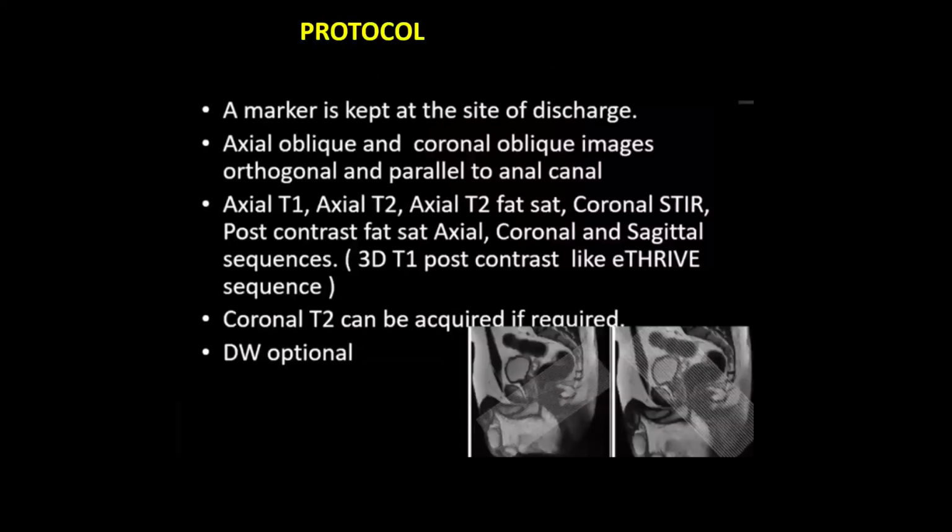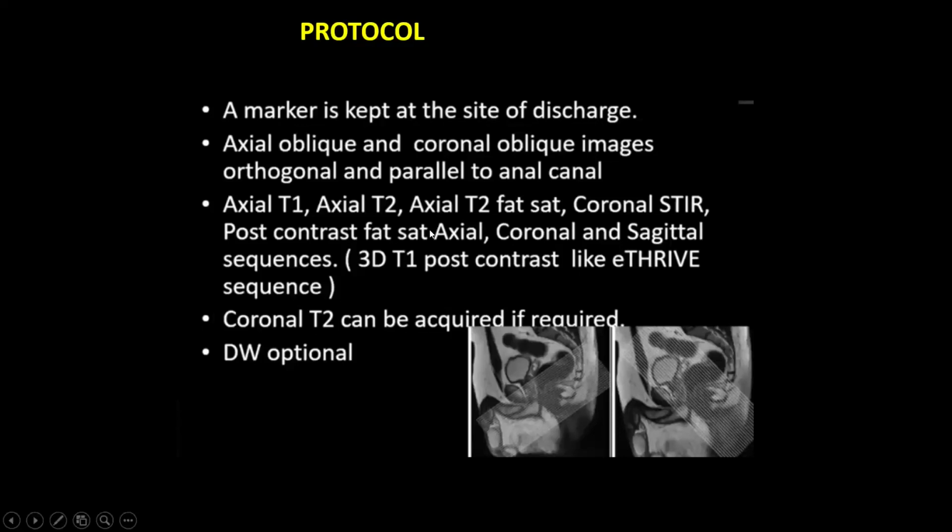Right. What is the protocol? First thing is you keep a marker at the site of the discharge so that you know where is your external opening. You can keep a vitamin E capsule or anything like that. Then what you do is you take axial oblique and coronal oblique. That means you take a sagittal first, and then you take sections perpendicular and parallel to the anal canal. So it becomes oblique because the anal canal is not absolutely straight.